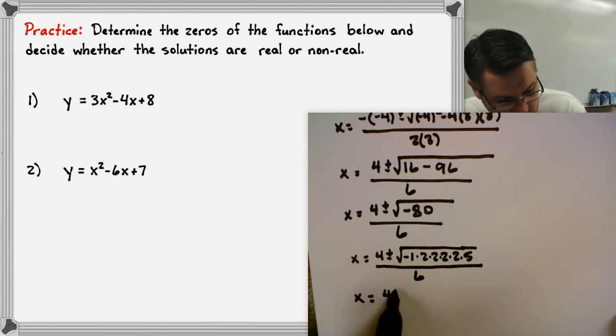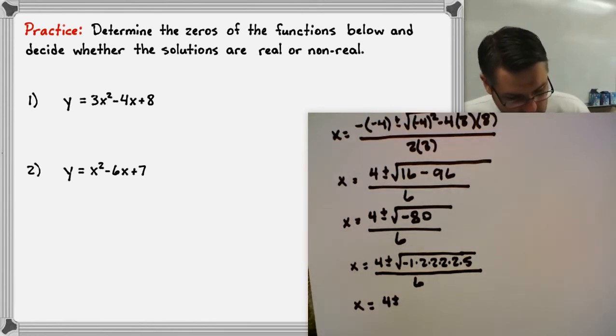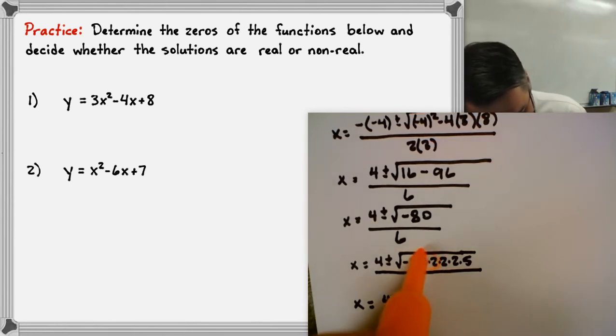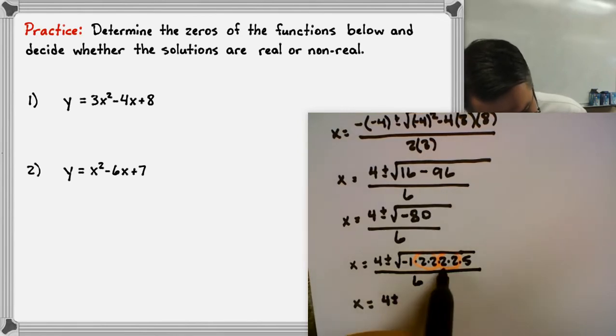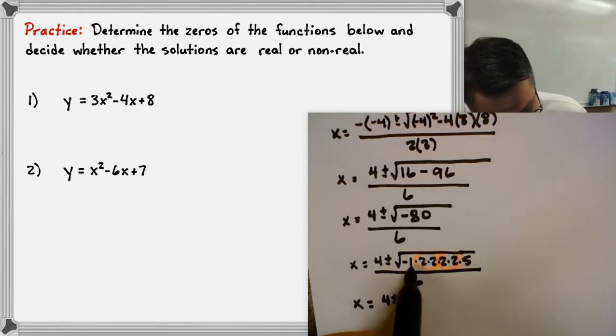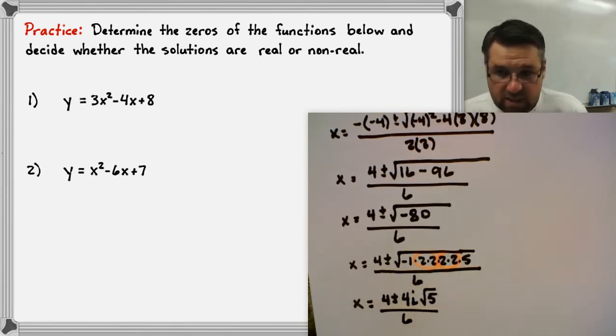And then we're going to go ahead and circle our pairs. So we got 4 plus or minus, and then we'll circle our pairs. We've got a pair of 2's and another pair of 2's. So one of each of those goes out. We'd get a 4 on the outside, and then the negative 1 turns into i on the outside, and then radical 5 all over 6.